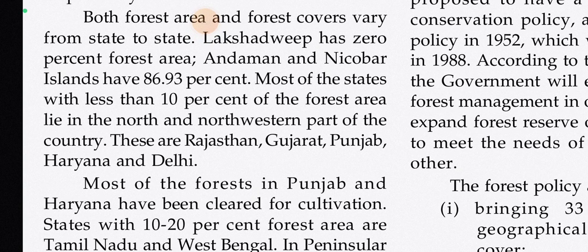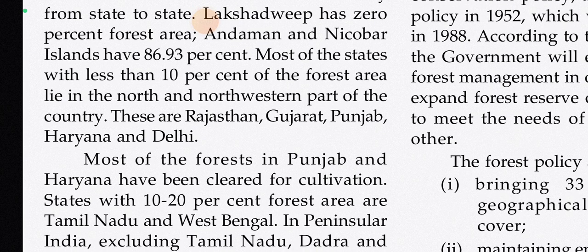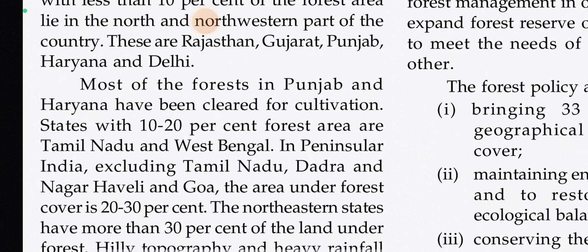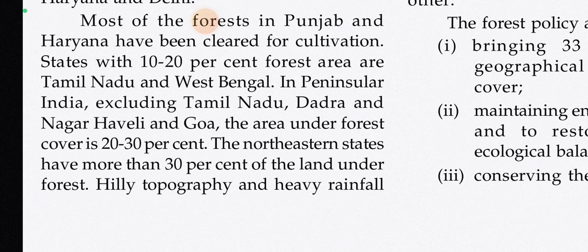Most of the states with less than 10% of the forest area lie in the north and northwestern part of the country. These are Rajasthan, Gujarat, Punjab, Haryana, and Delhi. Most of the forest in Punjab and Haryana have been cleared for cultivation. States with 10 to 20% forest area are Tamil Nadu and West Bengal. In peninsular India, excluding Tamil Nadu, Dadra and Nagar Haveli, and Goa, the area under forest cover is 20 to 30%. The northeastern states have more than 30% of the land under forests.